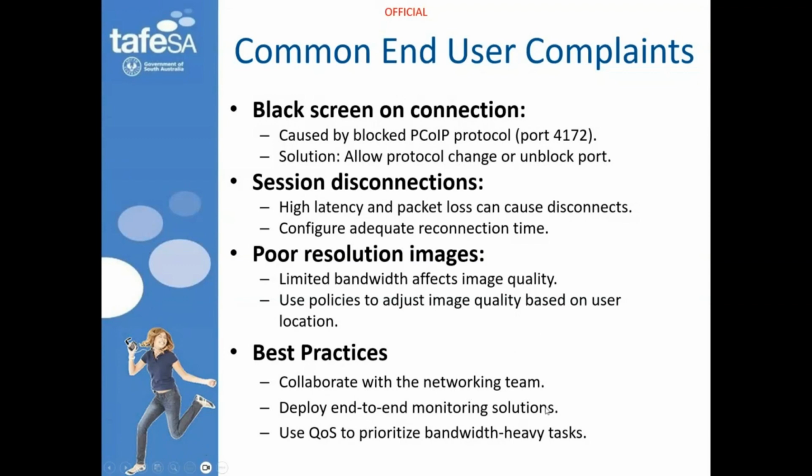Some best practices is to collaborate with the networking team. That's assuming you're not part of the networking team already, because in larger organizations, there might be a difference between the network administration and the virtualization infrastructure administration, but they should be working closely with each other. Deploy some end-to-end monitoring solutions so you can monitor the whole journey, not just part of the network. Use quality of service to prioritize bandwidth-heavy tasks.